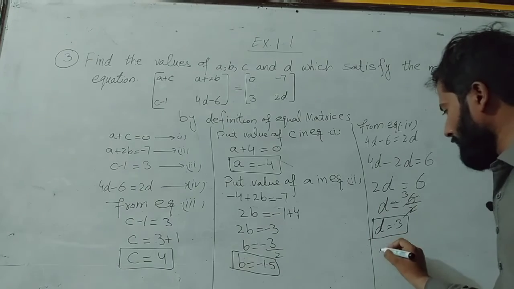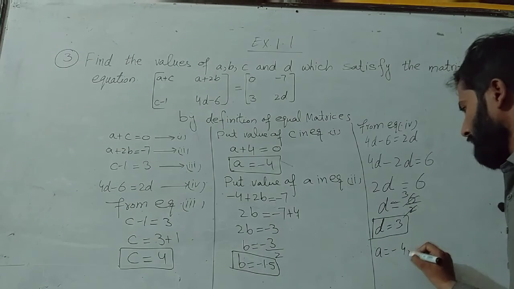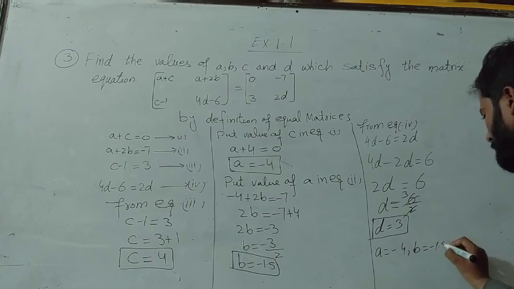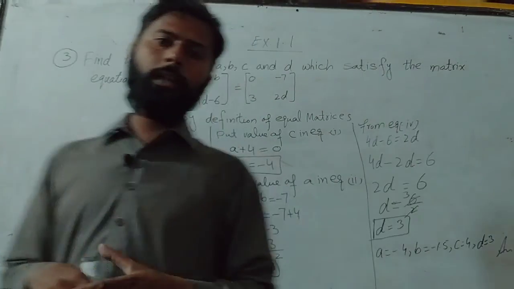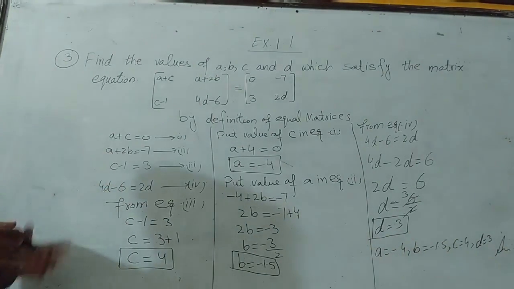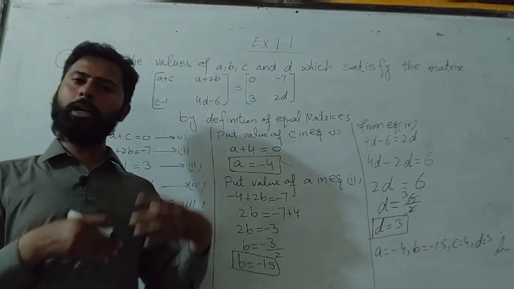Now we have the answers of A, that is minus 4, of B, that is minus 1.5, C is equal to 4 and D is equal to 3. It was our answer, and in the next lecture we will discuss the types of matrices.